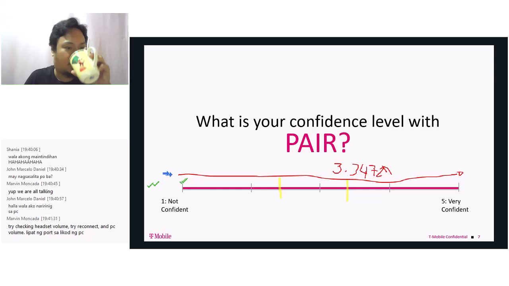Rowan, on a scale of 1 to 5, what's your confidence level in pair? In pair, what's your confidence level in pair? On a scale of 1 to 5, 1 being the lowest, 5 being the highest. So, just put it there. It's okay. Relax. Are you all comfortable? Here's another one. Someone even put a slash there.